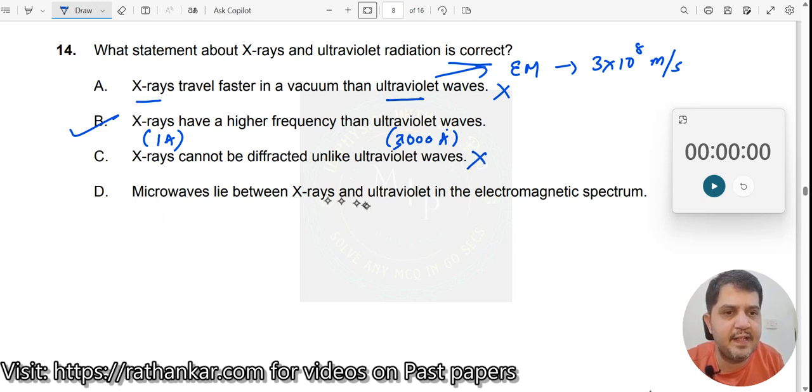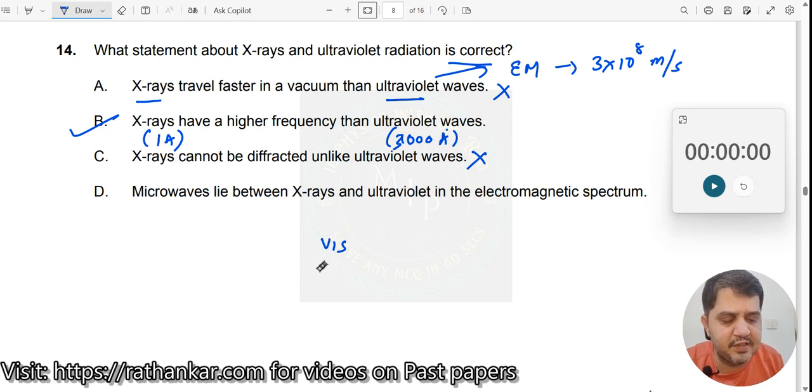Microwaves lie between X-rays and ultraviolet rays in the electromagnetic spectrum. To understand this, though we have answered this one here, to understand where the microwave stands, what I do is I look at it something like this. First, I will write the visible rays. To understand the electromagnetic spectrum, first write the visible rays.